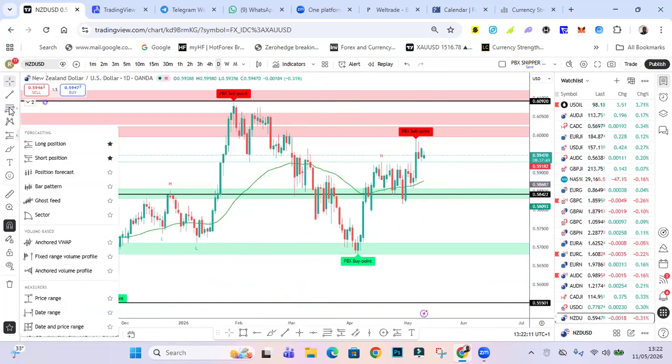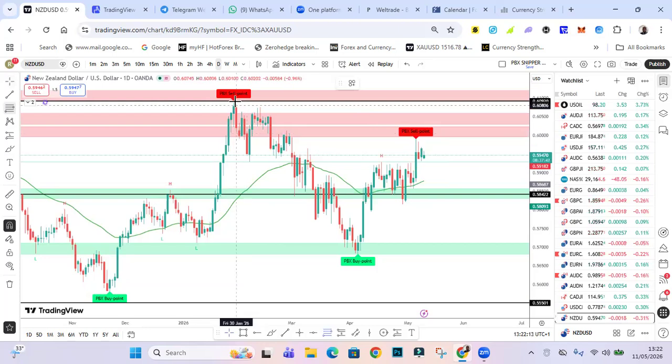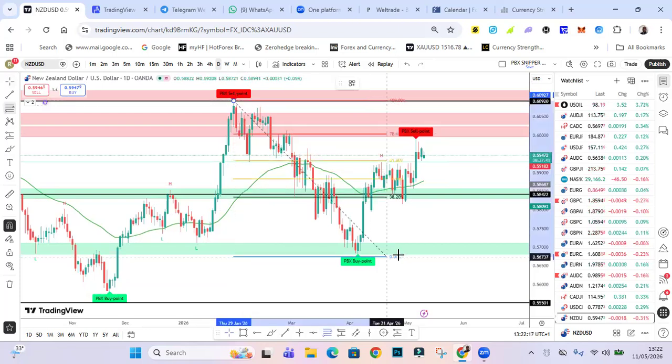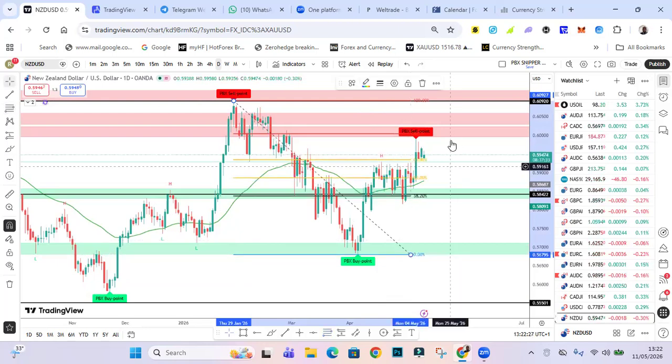So I'm just looking at the fact that I'm an intraday trader, right? So that's why I worked basically on the 4 hours. But with this now, you can see that on the daily, this is premium, right? Not even discount.